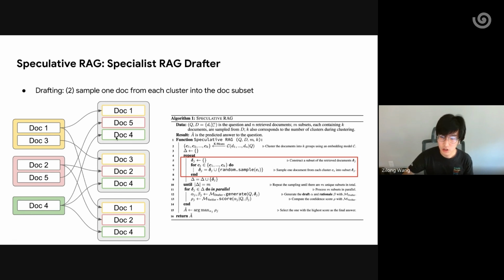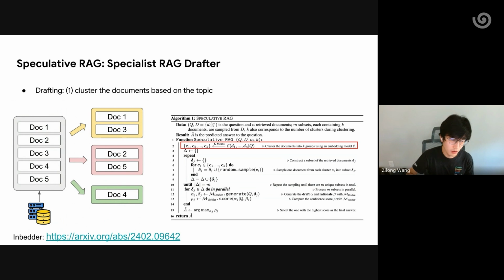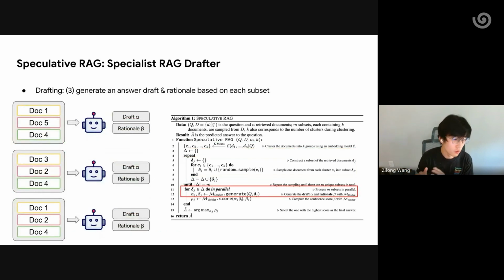Yeah, so we will generate the draft alpha and the rationale beta with each of the subsets. You can see in this example, the context for each drafter will be much smaller than the original one. Remember, originally we retrieved 5 documents, but now we just input 3 of them into one drafter. And the drafter is smaller, the generation can be done in parallel, so a lot of different things can improve the latency. And as you can see here, each context may have diverse topics in the retrieved results. So basically here we are also covering the diverse perspectives in the retrieved results. So we expect this is a way to guarantee the effectiveness.